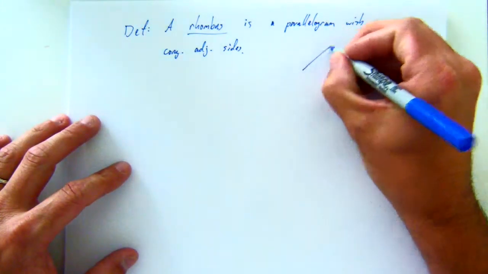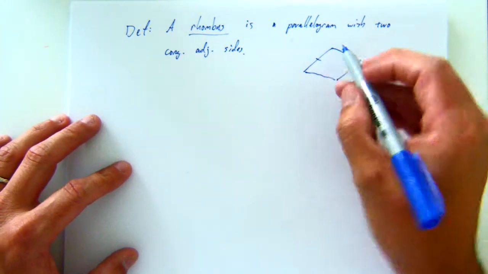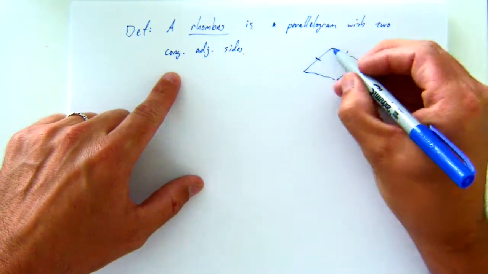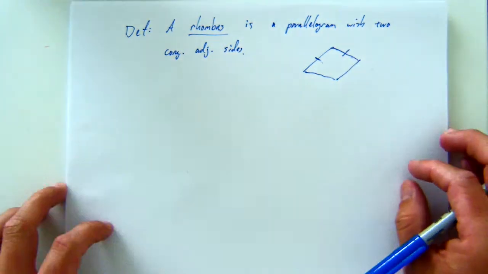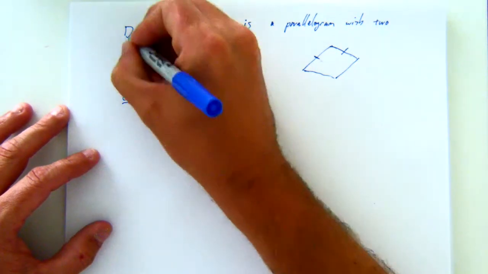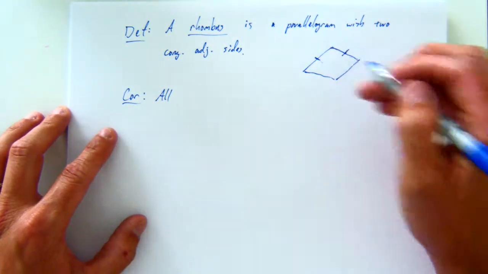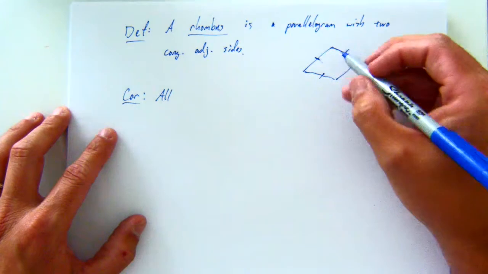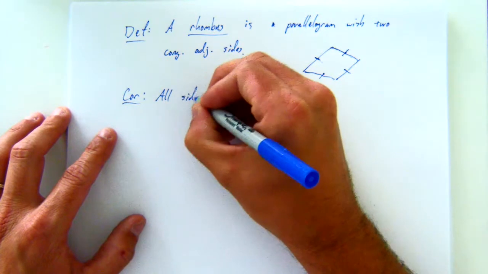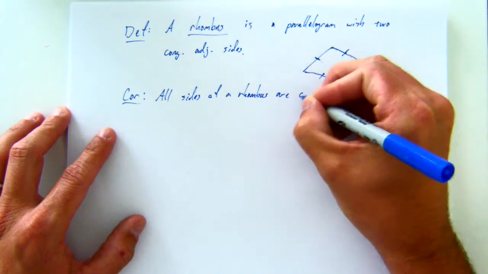So in general, a rhombus might look like something like this, where all the sides, well, the definition says that two adjacent congruent sides. So this side is adjacent to this one, and those must be congruent. But like before, we have a corollary that says, because of this, because it's a parallelogram, this side must also be congruent to this side, and this side must also be congruent to this side. So in fact, the corollary is that all sides of a rhombus are congruent.